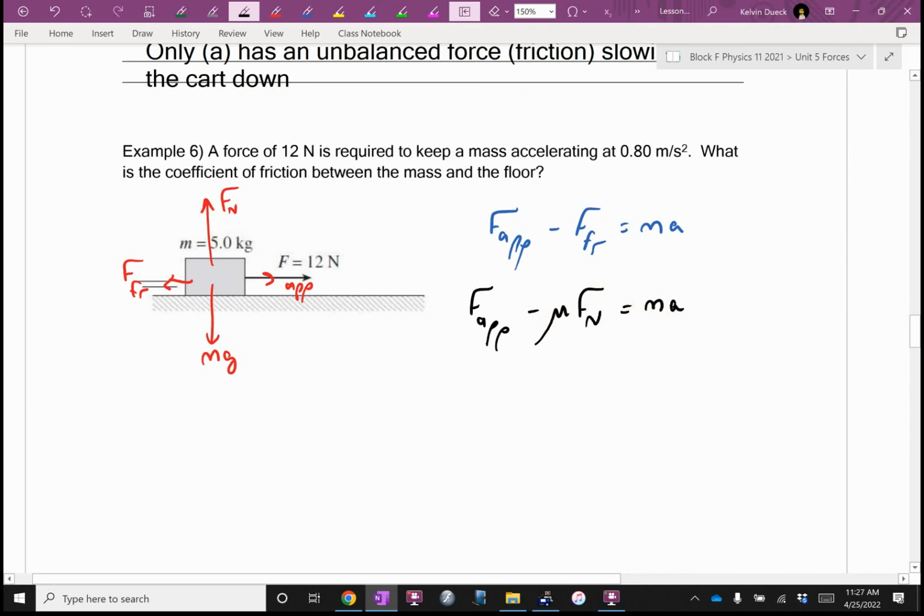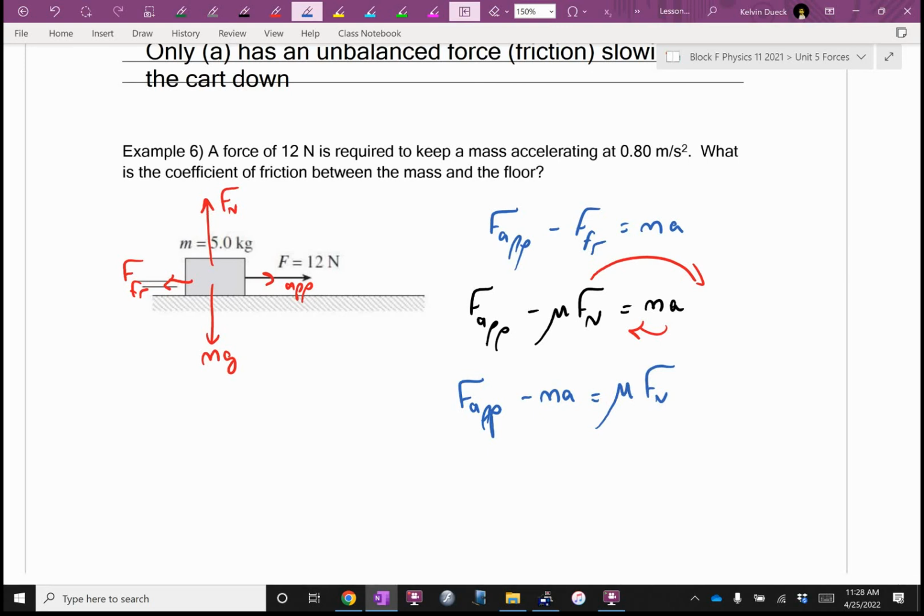What did you say they're asking me to find? What's right in front of the mu that I don't like? I'm going to swappy dance this whole thing to that side. Why would I deal with the negative if I don't have to? So I'm going to, first of all, erase this. There we go. So I'm going to move this to there, this to there. And Aiden, that's going to give me the F applied dropping down like a domino, minus MA, that equals mu times the normal force.